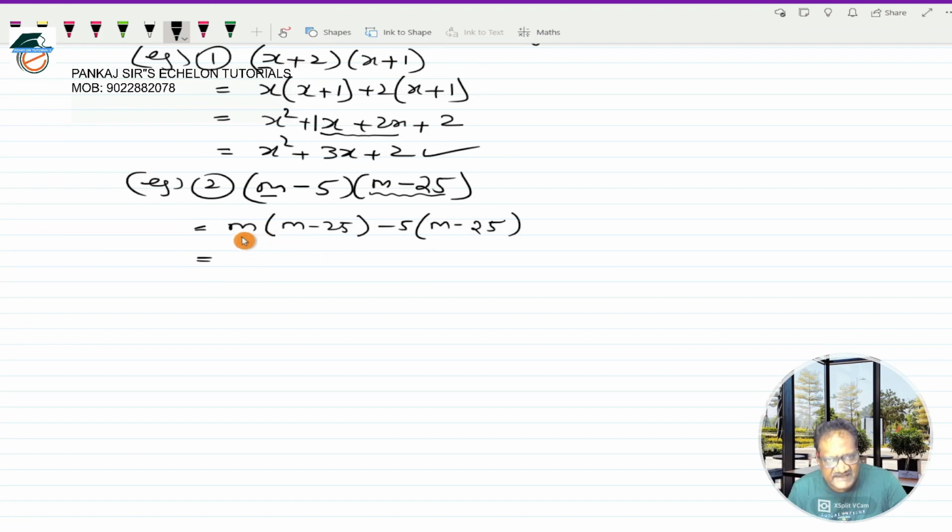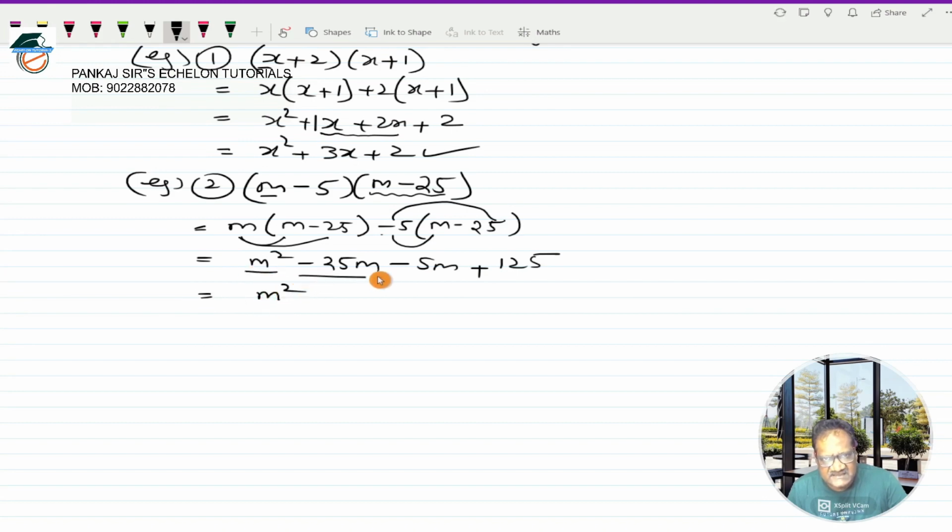For removing the bracket, you multiply m into m, that is m square, then m into 25, but there's a minus over here, so it will be minus 25m. Same way here there's a minus, here there's a plus, so when you multiply, it will become minus 5m, and when you multiply these two, it will become minus into minus plus, and 25 into 5 is 125. Then this m square I'm writing as it is, this minus 25m minus 5m will sum up to minus 30m plus 125. So this is the answer for example number 2.